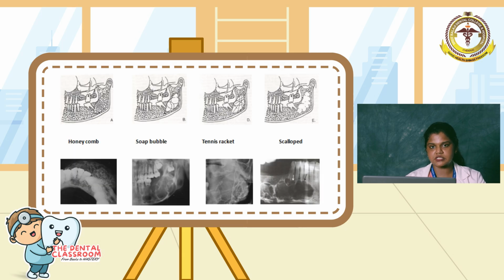So these pictures will depict what I said before. First is the honeycomb appearance, the second picture shows the soap bubble appearance, third one is the tennis racket appearance, and fourth is the scallop. The difference between the honeycomb and soap bubble is that in the honeycomb appearance, the locules appear to be smaller and uniform, but in case of soap bubble, the locules will be large and non-uniform, which is characteristic of ameloblastoma.